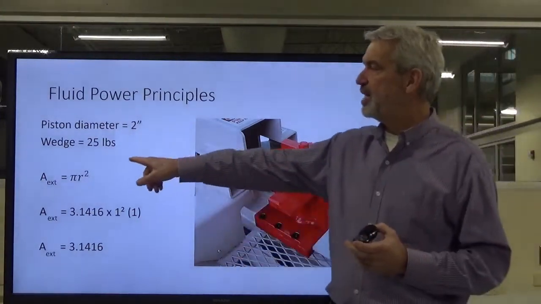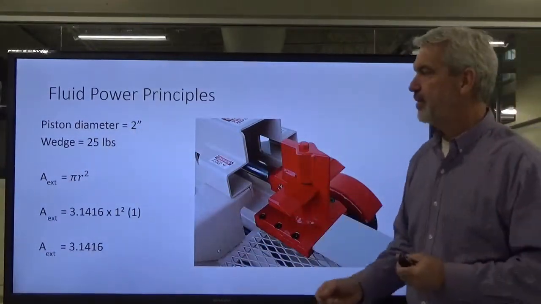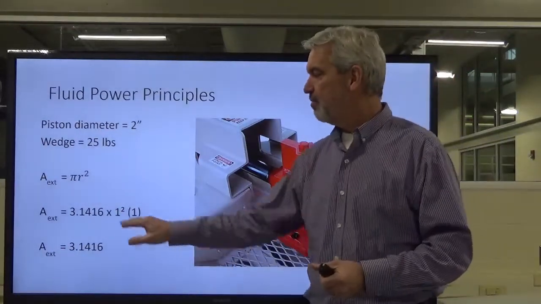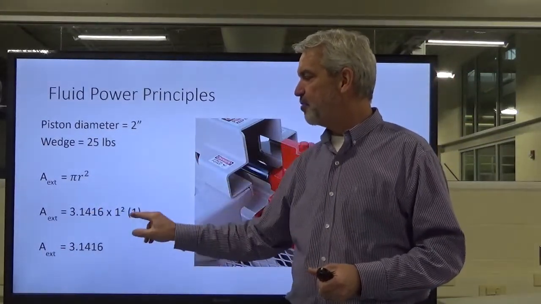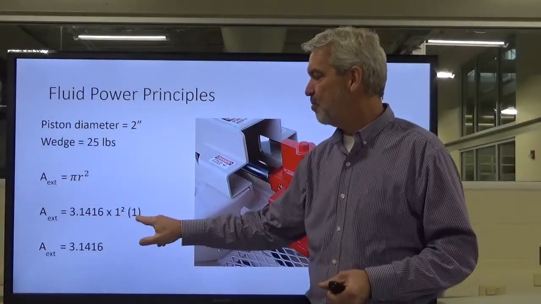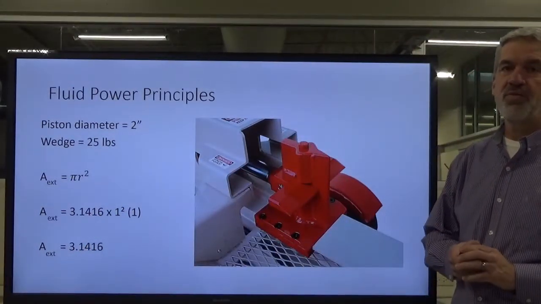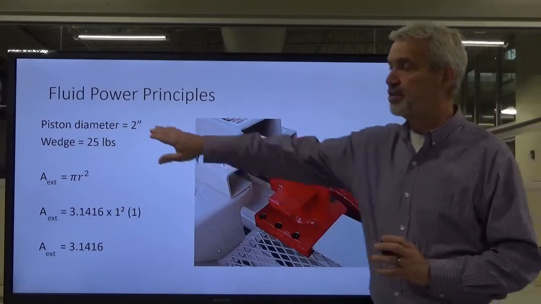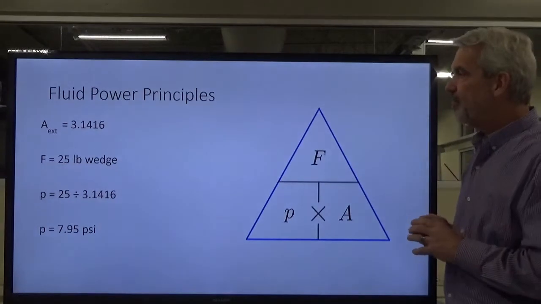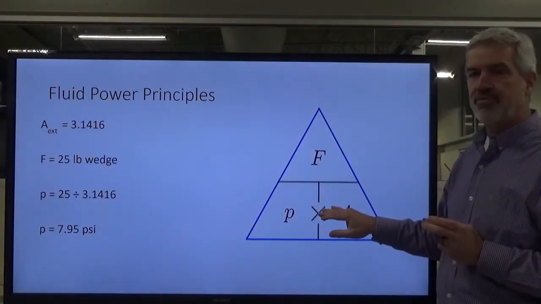First of all, the radius is what? Half the diameter. So our diameter is 2 inches. What's half of 2? 1. So we square 1. 1 times 1 is 1. And we multiply the radius squared times pi. We wound up with 3.1416 times 1, which is 3.1416 square inches on the extend side of the cylinder for that 2-inch cylinder. That's the surface area we have on the extend side.